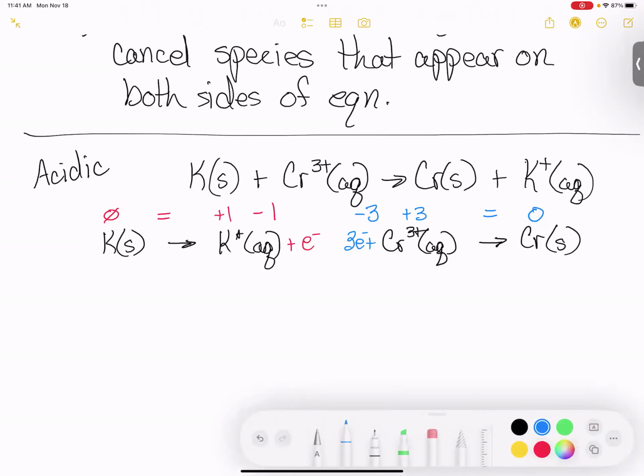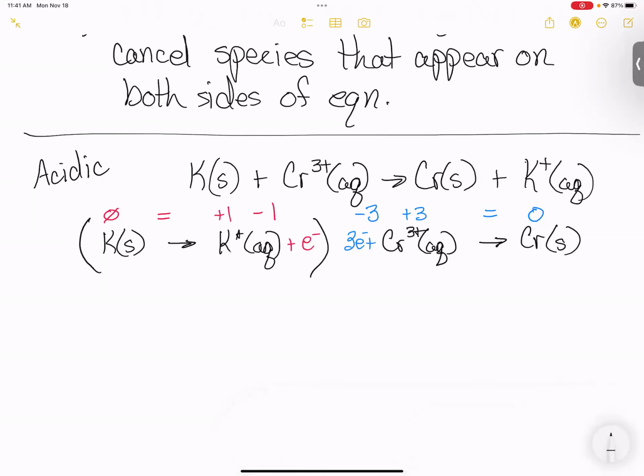Now we're up to step 4. Step 4 says to make the number of electrons in both half reactions the same. To make the number of electrons in both half reactions the same, we have to multiply this left half reaction by 3. Then we'll get 3 potassium solid goes to make 3 potassium ion plus 3 electrons.